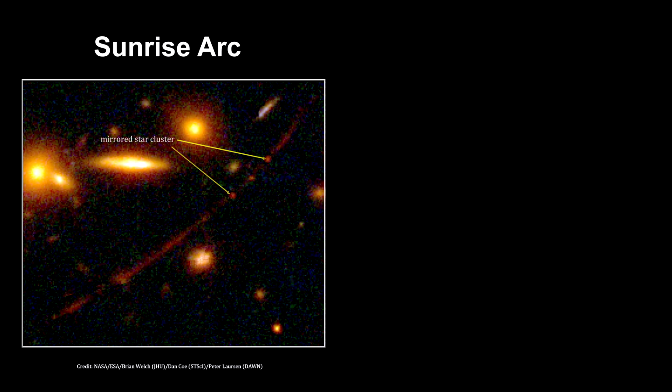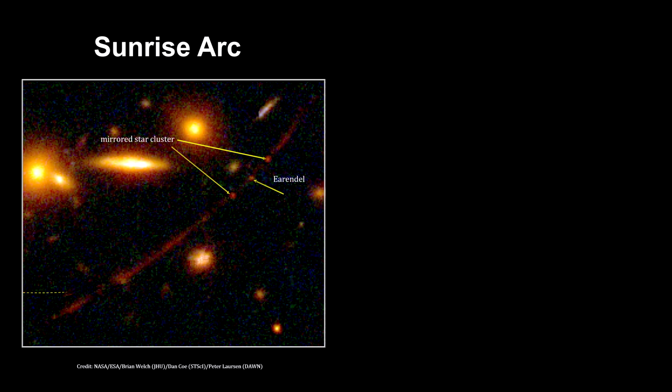Objects close to a critical curve get mirrored into multiple images, like these two images of a star cluster inside the Sunrise Arc galaxy. The critical curve responsible for this will pass through the midpoint of the two images. An object found at this midpoint, like Earendel, would be so close to the critical curve that its multiple images cannot be resolved. It will appear as a single object.